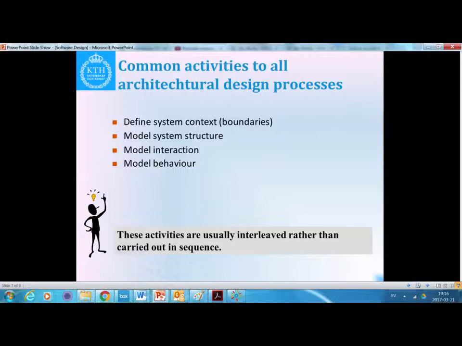You will have to model the system structure. How does the overall structure look like? I have shown you an example of a block diagram. You will have to model how the subsystems interact with each other and how they behave. And there is no sequence between these activities. These activities may be interleaved with each other.